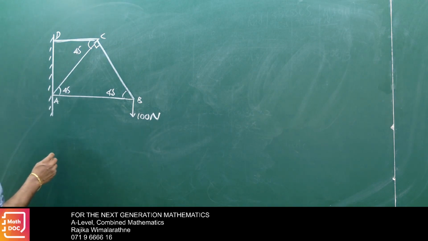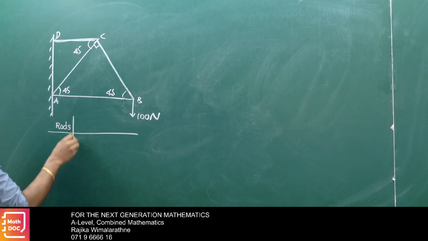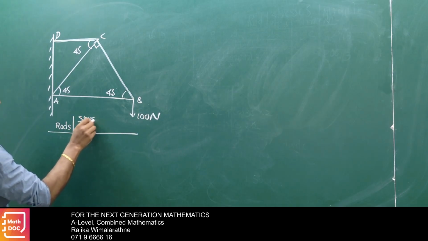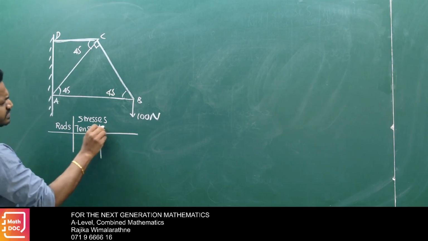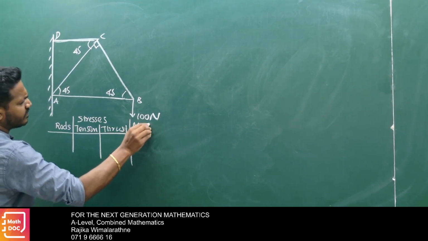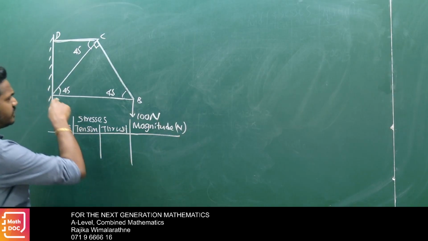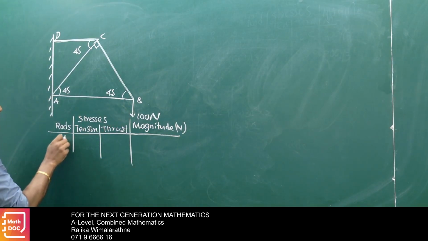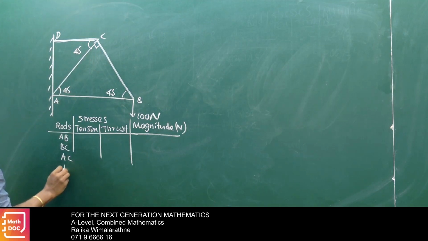So we need a table here now. I'll put it here. Rods, stresses, tension or thrust, magnitude in newtons. So AB rod, BC rod, AC rod, DC rod.